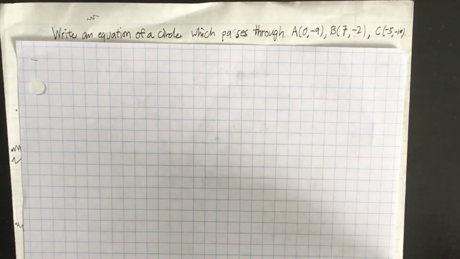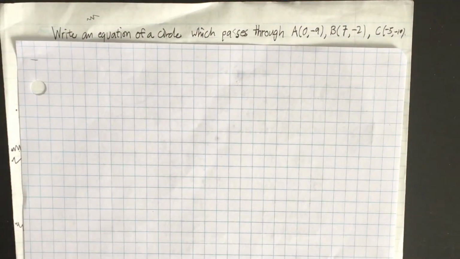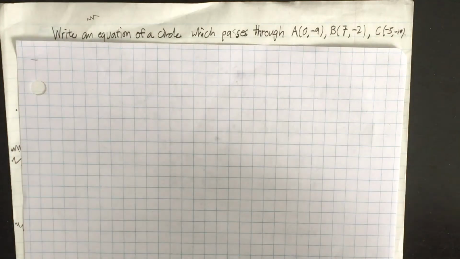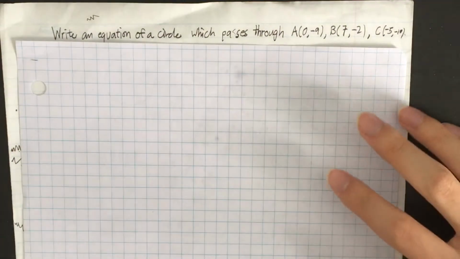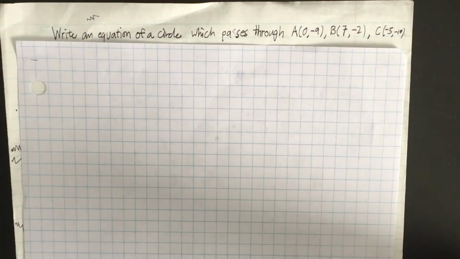It says, write an equation of a circle which passes through points 0, -9, 7, 2, -2, -5, -10. So for this problem, you want to think about the properties of a circle, right?